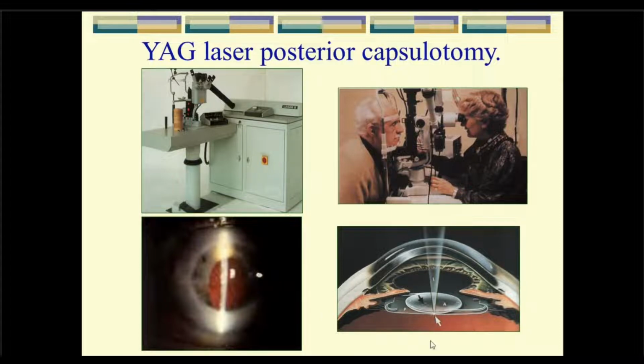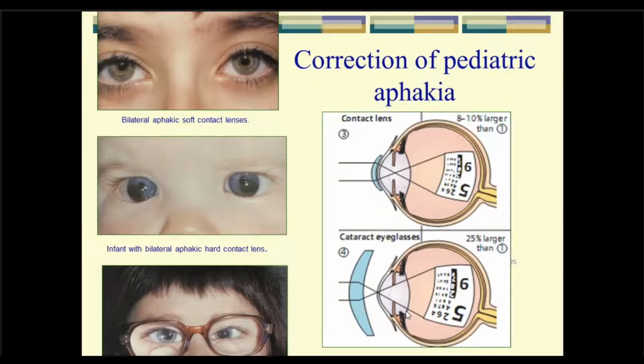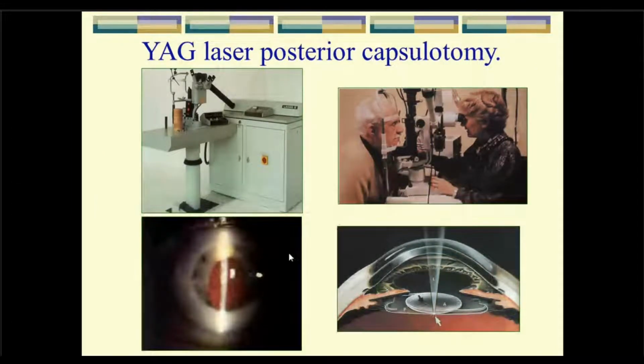When we remove part of the anterior capsule, cortex and nucleus of the lens, we save the posterior capsule of the lens. But the posterior capsule of the lens also may become opaque. And in this case, if the posterior capsule becomes opaque, we make YAG laser posterior capsulotomy. It's an outpatient procedure just using the laser explosion.